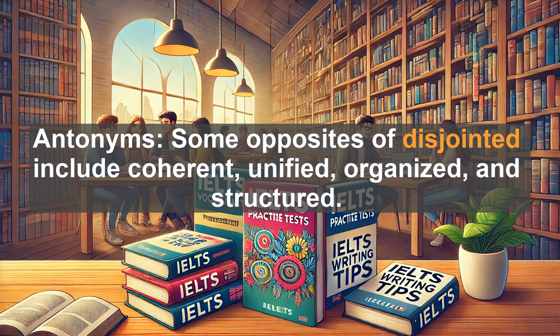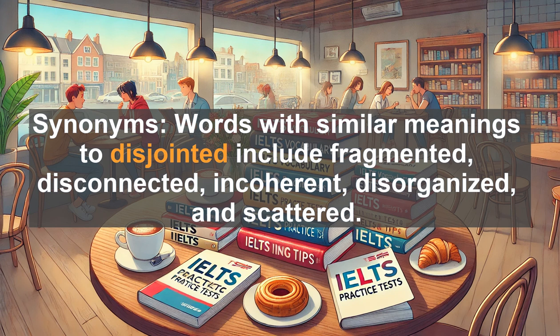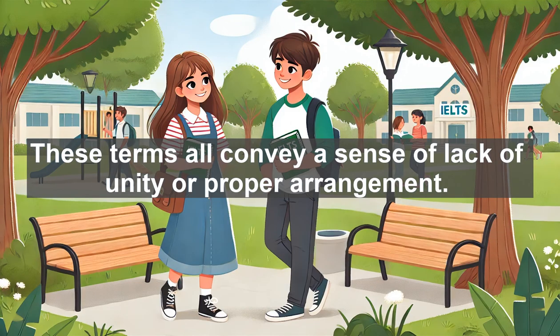Antonyms: some opposites of disjointed include coherent, unified, organized, and structured. These words describe things that are well connected and logically arranged. Synonyms: words with similar meanings to disjointed include fragmented, disconnected, incoherent, disorganized, and scattered. These terms all convey a sense of lack of unity or proper arrangement.